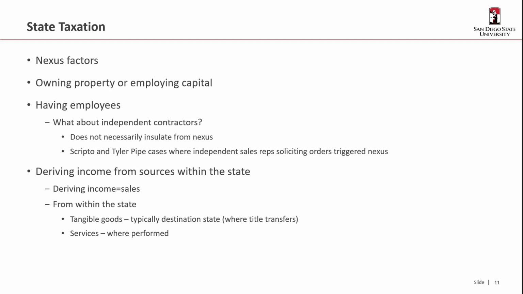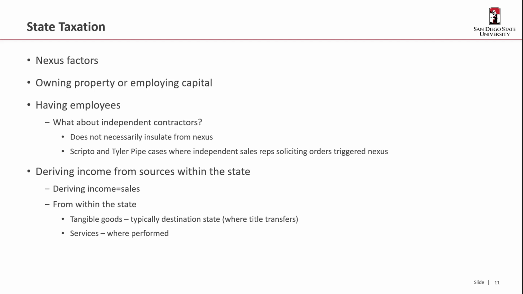Okay, so again, when we talk about these nexus factors, what are they? Owning property or employing capital, having employees, and what about independent contractors? Well, you say, well, look, I don't have employees. I'm making everyone independent contractors. And the reality is that doesn't necessarily insulate you from nexus. If those independent contractors are soliciting orders, that has been found to trigger nexus.